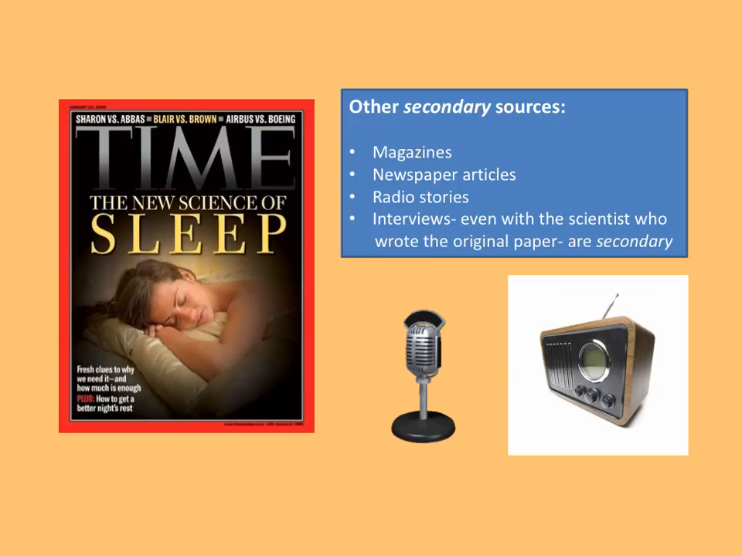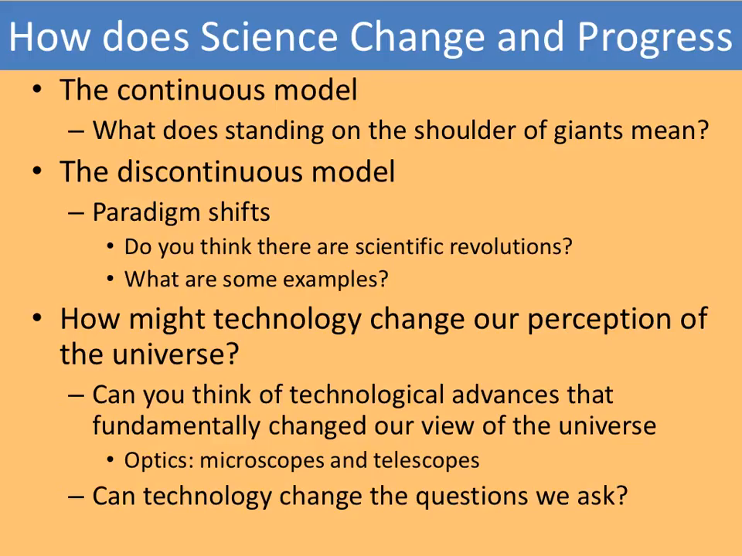The kind of stuff that you probably would read about would be in secondary source. Magazines, radio stories, television, interviews. And the people who are doing those stories have actually read the primary source, and then they kind of summarize it for you. On the internet, you have to be careful about this because, well, people are reporting all sorts of things that are obviously untrue. Okay. And then, how does science change and progress?